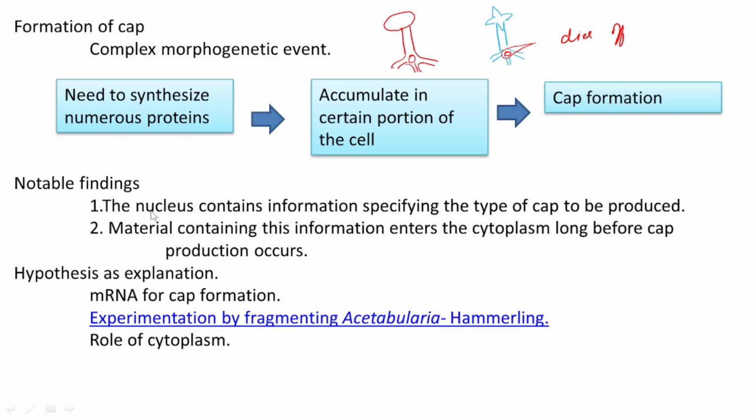For explaining these two notable findings, the scientists proposed a hypothesis. That hypothesis is that the nucleus is forming a stable mRNA, and that mRNA lies dormant in the cytoplasm until the time of cap formation. And they proved that explanation through an experiment. That experiment was again done by Hammerling. What was that experiment? They fragmented the Acetabularia. That's what I am going to explain.